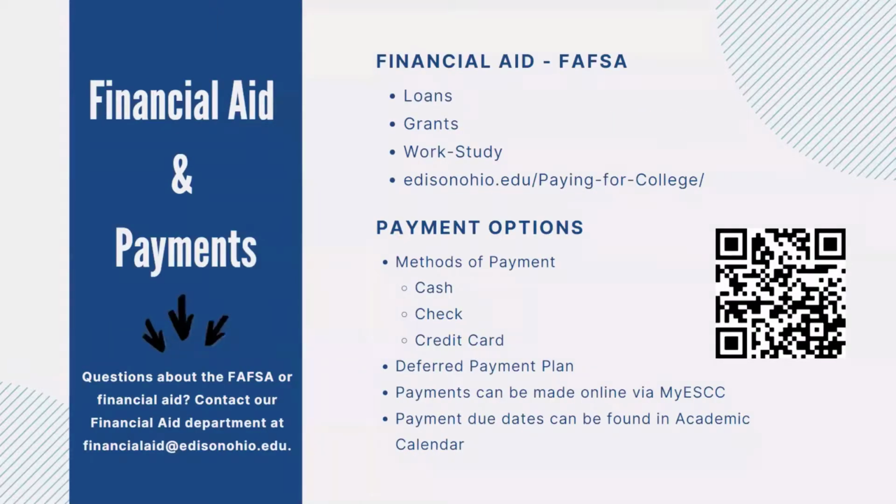More than 61% of students attending Edison State receive some form of financial aid, including loans, grants, scholarships, and/or part-time work-study employment. Completing the Free Application for Federal Student Aid, also known as the FAFSA, is your first step in applying for federal student aid. The FAFSA is available to all students on October 1st of each year, and you must submit your FAFSA annually.